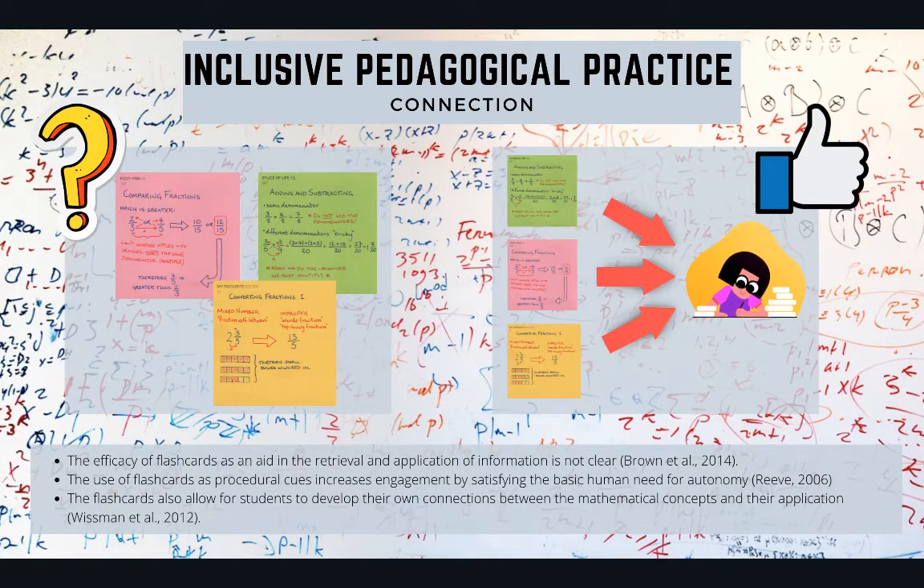The teacher's decision to use flashcards as procedural cues to aid the student's development of procedural fluency not only increases the student's engagement by satisfying the basic human need of autonomy, but it also allows the student to develop their own connections between the mathematical concepts and their applications.